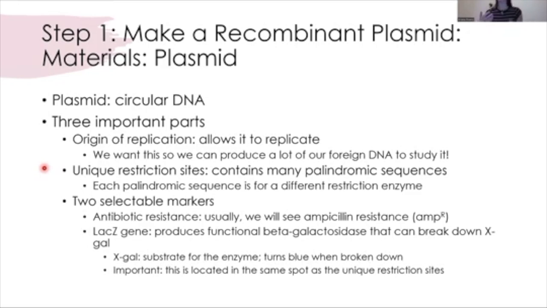So remember that LAC-Z is going to produce beta-galactosidase, and that is capable of breaking down XGAL. XGAL is a substrate that we're going to talk about later. And it's a substrate for the enzyme, and whenever it's broken down, it'll turn the bacteria blue. And the really important thing about the LAC-Z gene is that it's located in the same spot as your unique restriction sites. So if we were to cut, we'd be cutting in the middle of a LAC-Z gene.